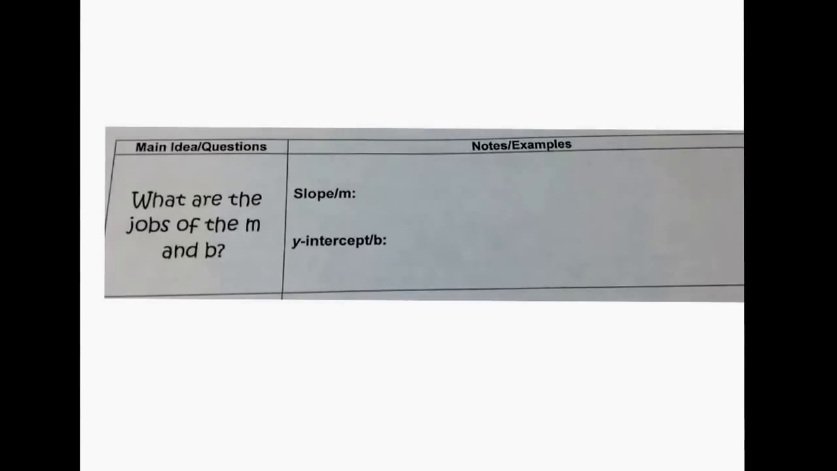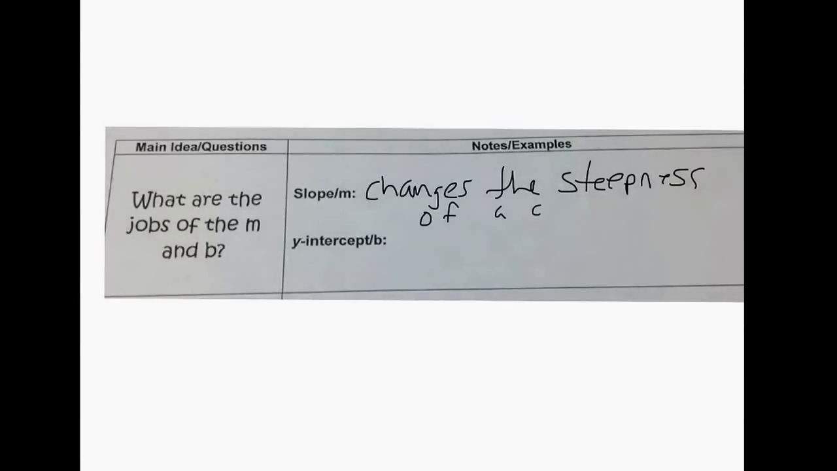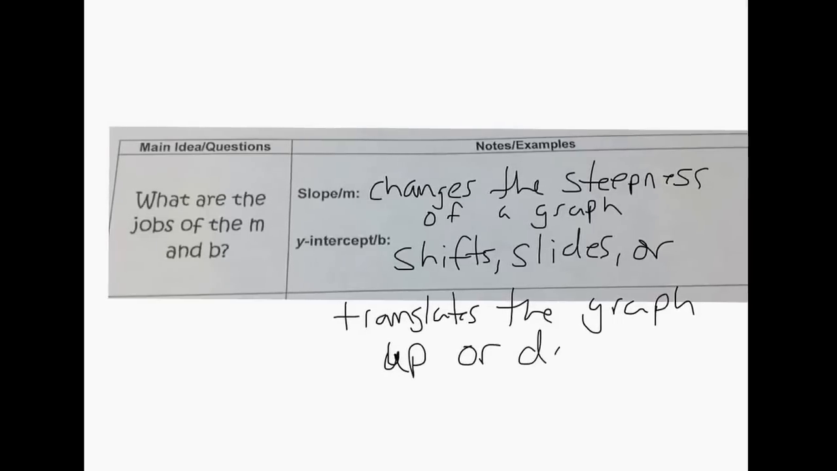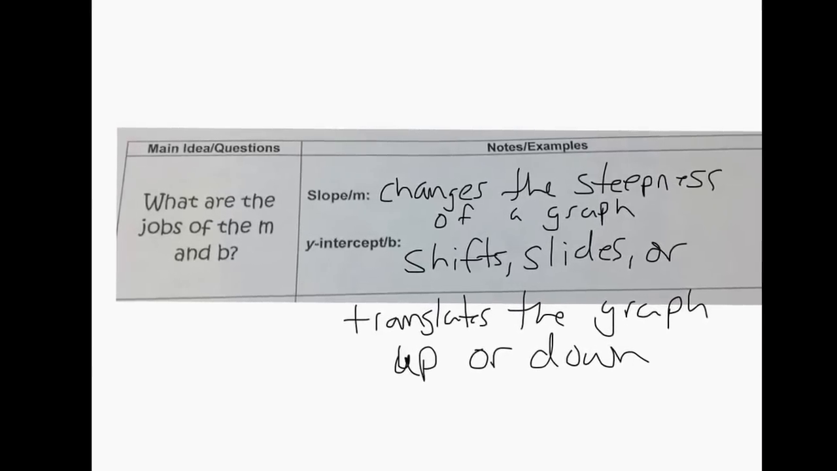Okay. It says, what are the jobs of the slope and the y-intercept? The slope changes the steepness of a graph, so it makes it flatter and it makes it steeper. The y-intercept shifts, slides, or translates the graph up or down. So it just moves it up and down on the graph.